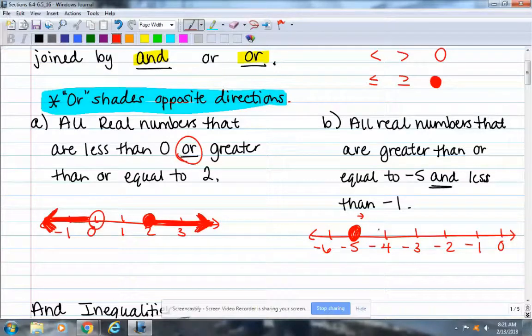less than -1. So does -1 get an open circle or a closed circle? And less than, where do I shade? Left. So these are going to be shading toward each other, right? So every and we're going to do is going to shade in the middle. So an and inequality, the solutions are between those two numbers.